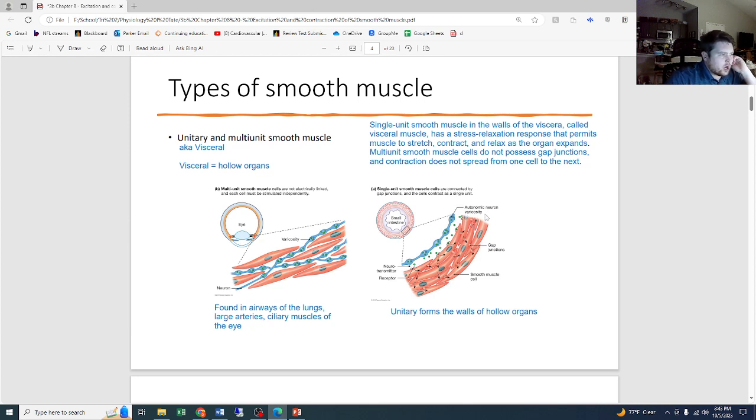We have these things called varicosities from our autonomic nervous system. Rather than having a neuromuscular junction like skeletal muscle, we have these varicosities, which is how our signal gets transferred into the smooth muscle. For our multi-unit smooth muscle cells, more like those are found in the eye, as well as some of the large arteries in the lungs. Mainly those three areas. These do not have those gap junctions, and they're separate. So this is a little bit more fine control, kind of more general control. So our single unit smooth muscles, this is general control, and our multi-unit is more fine control.